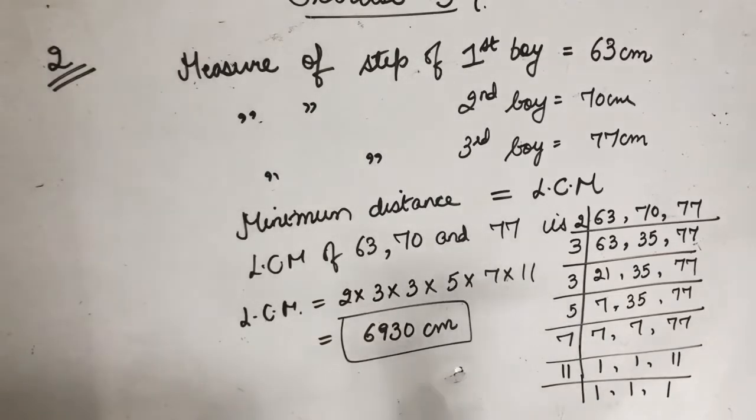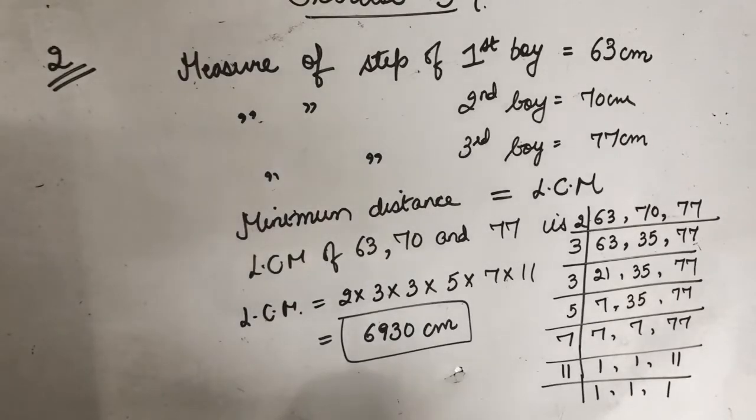So at last again you will write the same statement given in the question. The minimum distance each boy should cover so that all can cover the same distance in complete steps is 6930 centimeter. Third question. Length, breadth and height of a room are 825, 675 and 450 centimeter. Find the longest tape which can measure the three dimensions of the room exactly. Now you have to find longest. Longest means you will find highest common factor.